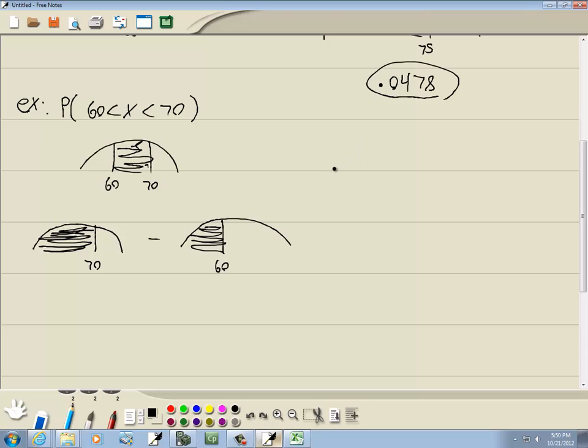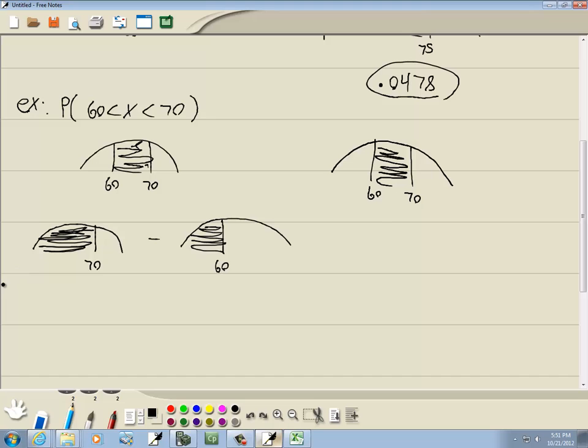Because if I thought of it, here's 60, here's 70. This first part is all of the area to the left of it, which would look like that right there. Well, if I want the area in the middle between 60 and 70, if I cross off, erase this, that's what I'm doing here, erasing the area to the left of 60. See how we're left with the middle? So it's always this way. So when you got the between case, you always do the one on the right here, and then the one on the left goes here.